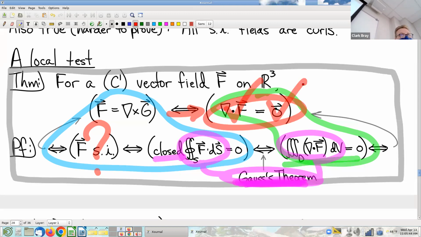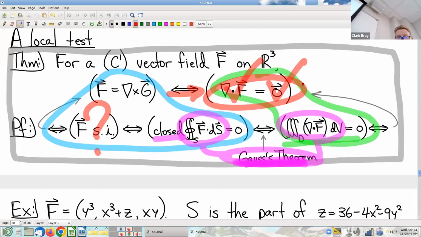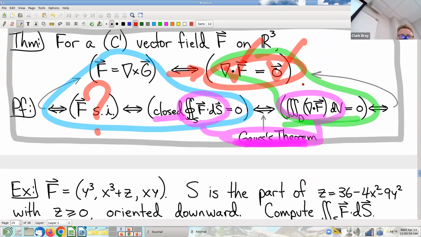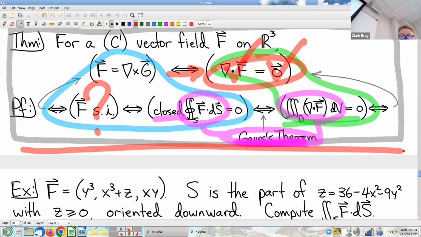And here's an example. Oh, I'm out of time. Okay, well, we'll do the example next time. Sorry about that. Anyway, good stopping point.